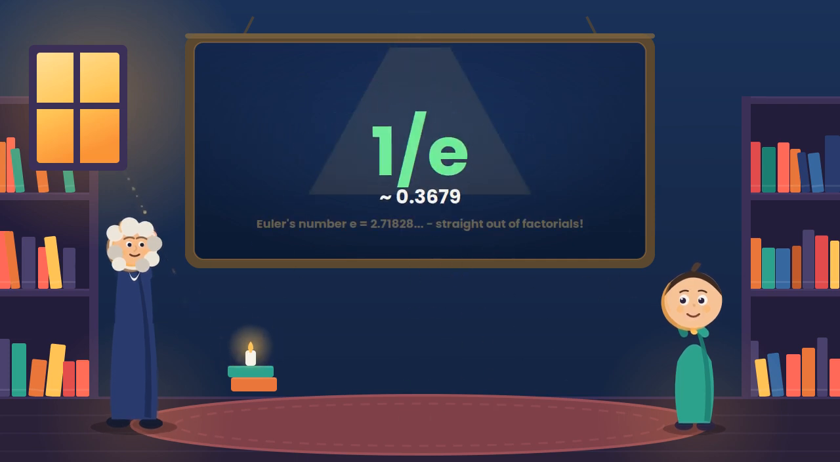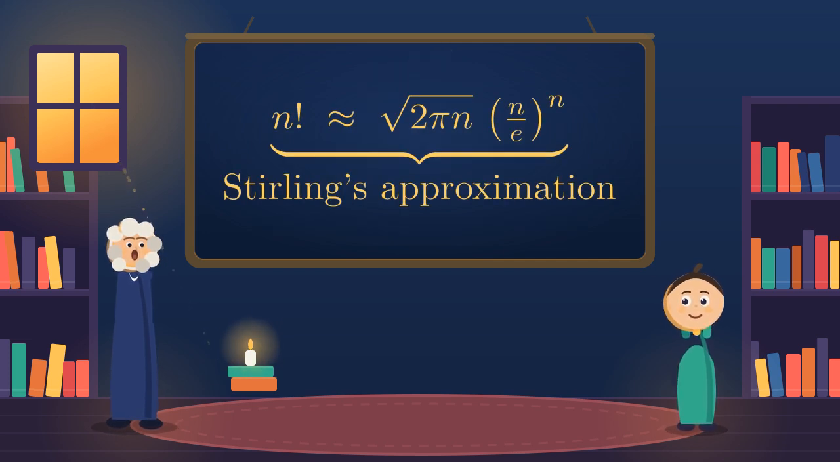1 over e? Where did Euler's number even come from? There's no compound interest here, no circles, no growth, just factorials. That is wild. Now 2 faster roads for the seasoned detective.